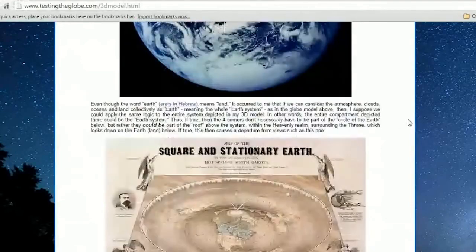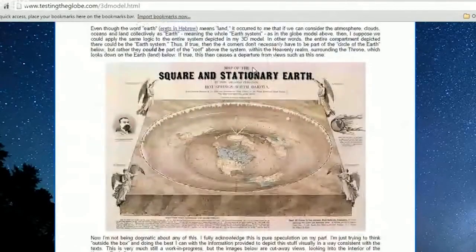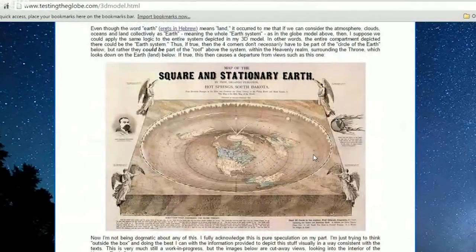If true, then this causes a departure from views such as this one. This is the one that I've pretty much held to when I first started looking into this, as a pretty good depiction showing how a circle could be inscribed, as it says in the Bible. Inscribed, the circle's not just there, it was inscribed, cut into something. But we also know the Bible describes the earth as having four corners. So to me, it's not rocket science to imagine that a circle could be carved into something square or rectangular.